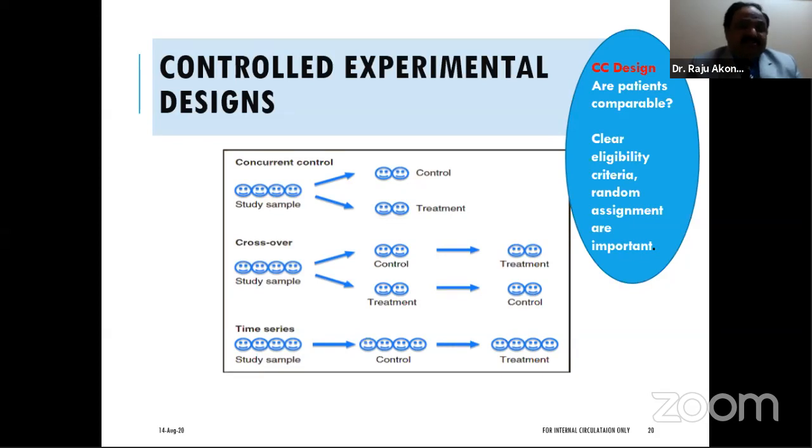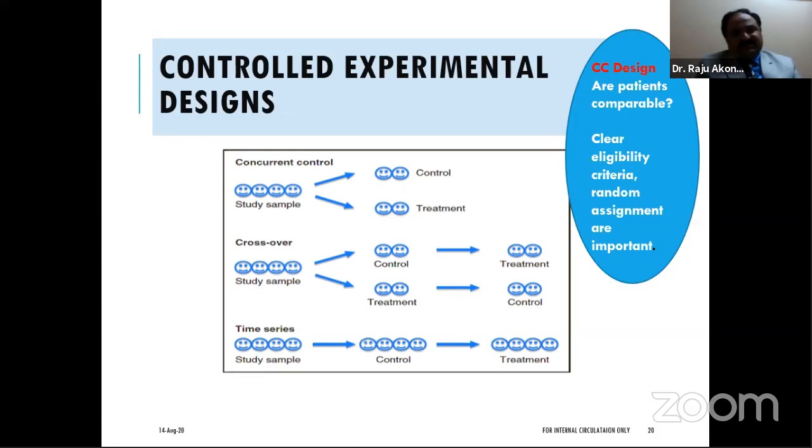Convenience randomization is also there. It's equivalent to no randomization. So all these randomizations are not equally effective. You have to look into the types of randomization they used in order to believe those study results. Now, particularly in concurrent control, randomization is very important, because you have two groups of different people, and in group A there are a certain number of people.